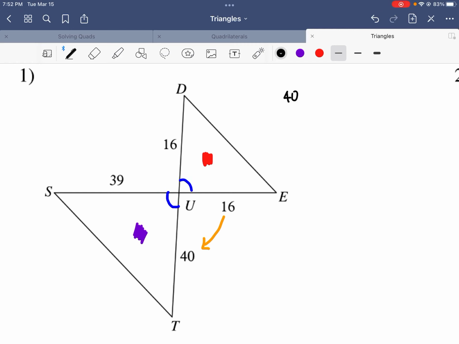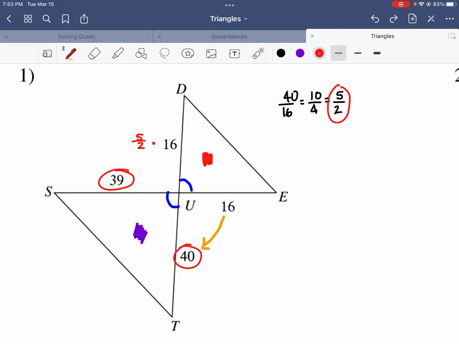40 divided by 16. If I were to reduce this by 4, that gives me 10 over 4. And if I were to reduce that by 2, that gives me 5 over 2. So it looks like my scale factor should be 5 over 2. That means if I multiply 16 by 5 over 2, I should get 40. Hopefully right off the bat you should see, hold up, I already know that 16 times the scale factor is going to give me 40, right? But over here I have 39.